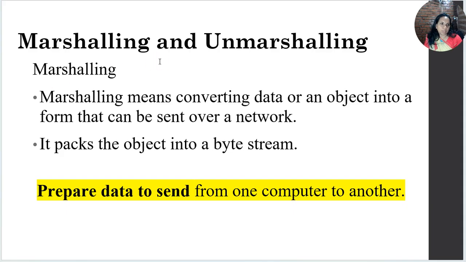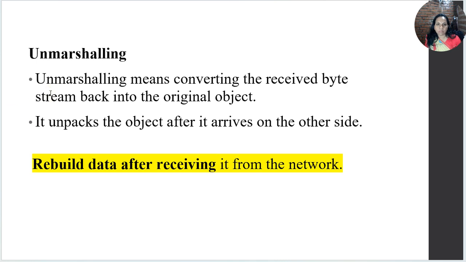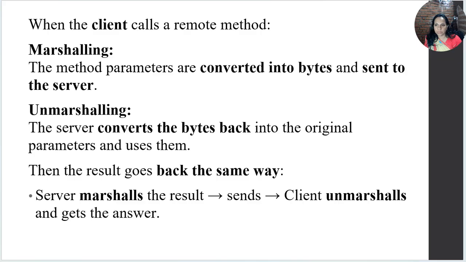Now, what is marshalling and unmarshalling? Marshalling means converting data or an object into a form that can be sent over the network. It packs the object into a byte stream, that is, it prepares data to send from one computer to another. Unmarshalling means converting the received byte stream back into its original object. It unpacks the object after it is received on the other side. Rebuild data after receiving it from the network.